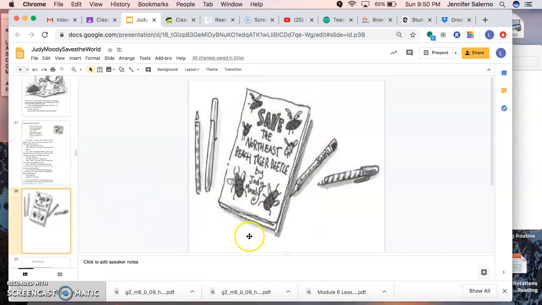And that is the end of our chapter. This is her cover, Save the Northeast Beach Tiger Beetles by Judy Moody. She drew her beetles all around it. Okay. And that is it.